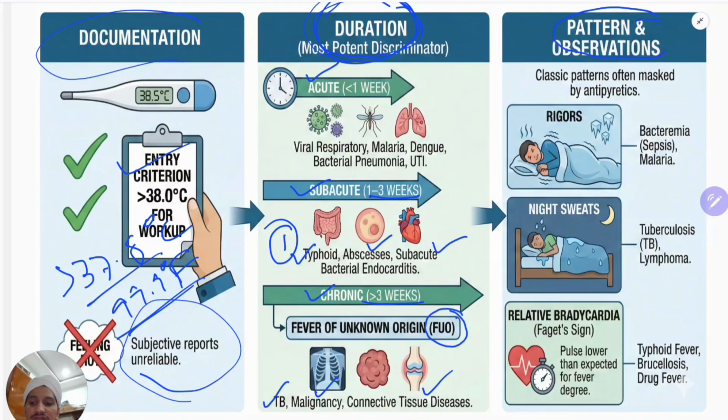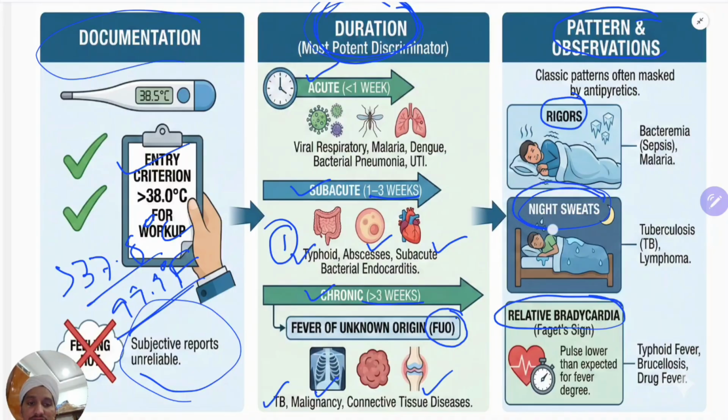So there is a pattern of fever: continuous fever, stepladder fever, and saddleback fever. All those are irrelevant now, because most patients use paracetamol, and you can't differentiate by that. But the observations which are necessary are given here. One thing is rigor. Second thing is night sweats. Third thing is relative bradycardia. These three things you should keep in your mind: relative bradycardia, rigors, and night sweats.